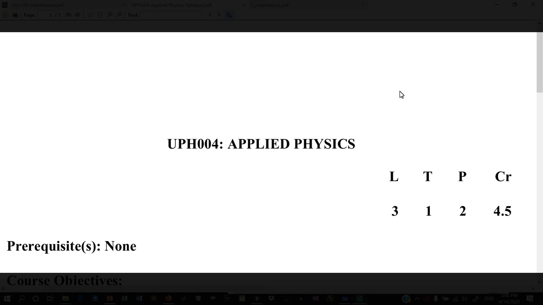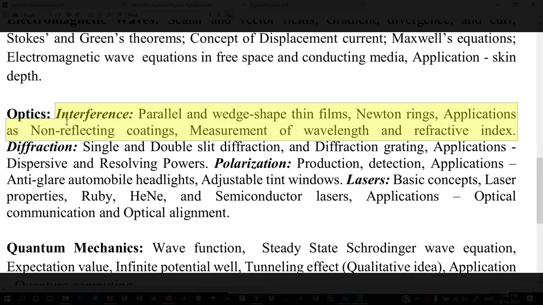Welcome to the video lecture of UPH 004 Applied Physics course. In this video lecture, we'll cover the section on optics and we'll talk about interference. The topics that we will cover are parallel and wedge-shaped thin films, how the interference happens in parallel and wedge-shaped thin films, what are the conditions for fringes, and different properties of the wedge-shaped thin films.